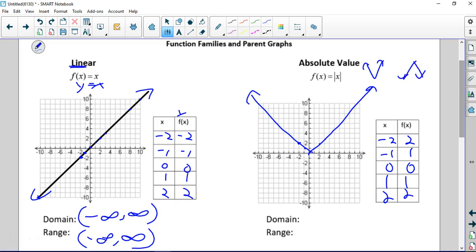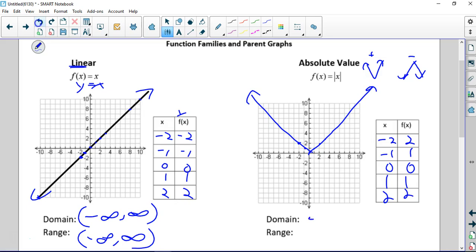It could be going down. This is positive, that's negative. You could have an upside down absolute value if you put a negative sign right out here. I'm not doing that here, but that's what they can look like. You can have one going down also. Because if you had an absolute value with a negative out here, all these would be negative. That would be going down.